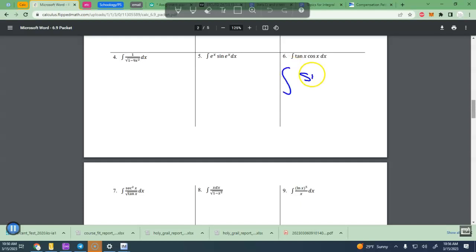Tangent is sine over cos. No, there's no big guy, little guy. What happens to the cosines? What's the integral of sine? Negative cosine. So that's your answer. So you don't actually need the reverse chain rule for this one.